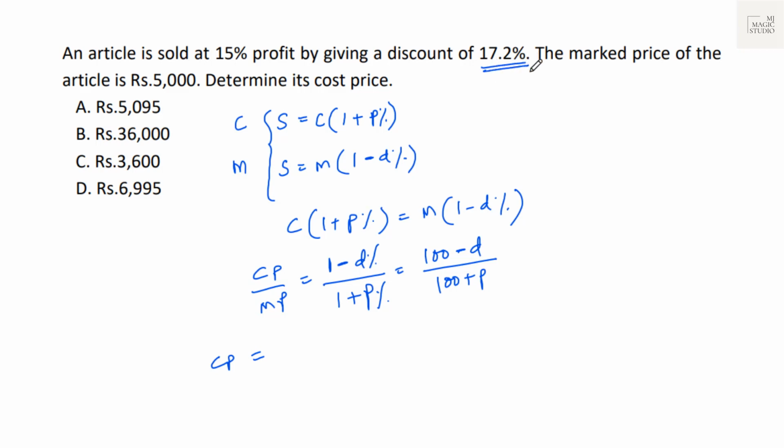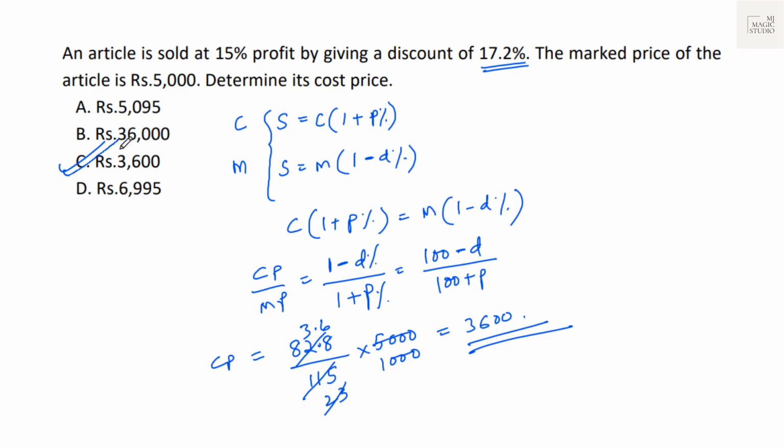CP equals 100 minus D, discount percentage is 17.2. 100 minus 17.2 will give me 82.8. Profit is 15%, it will give me 115, into 5,000, that is the marked price. 523, 1000. 23 will go 3 times 3.6. This would be 3600. Cost price is 3600. Option C is the pick.